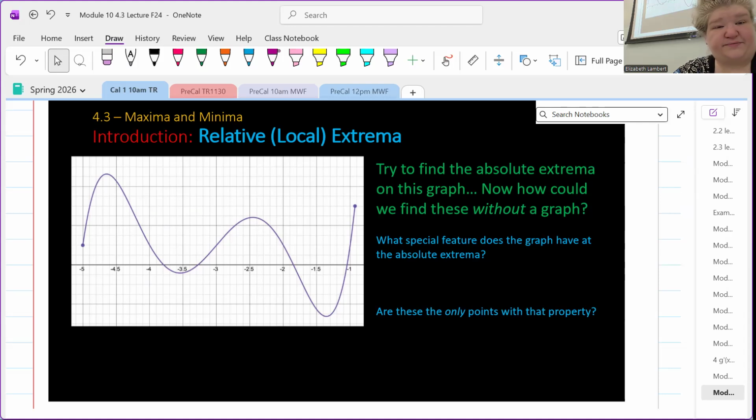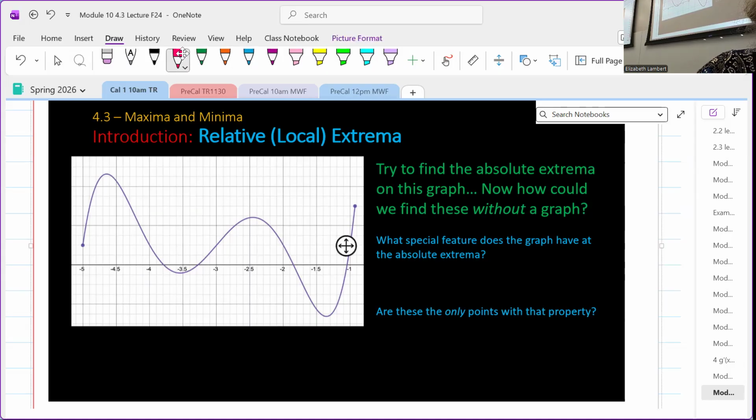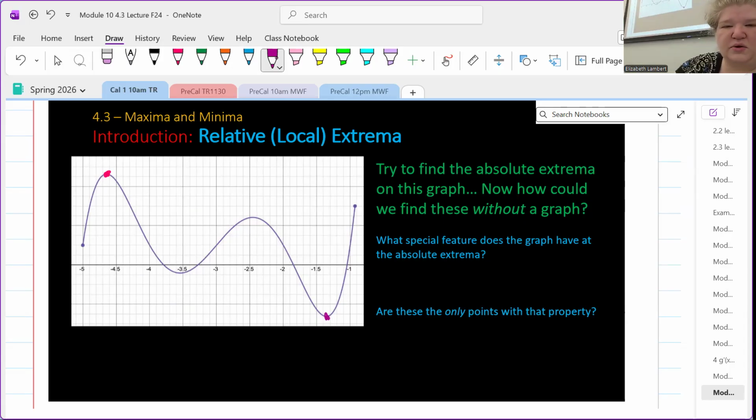All right, so this crazy graph is doing a whole lot of wonky stuff. So when I look at finding my absolute max, my overall highest point is occurring there, and my overall lowest point is down here. So when I look at those 2 points, what's interesting about those points from a calculus perspective?